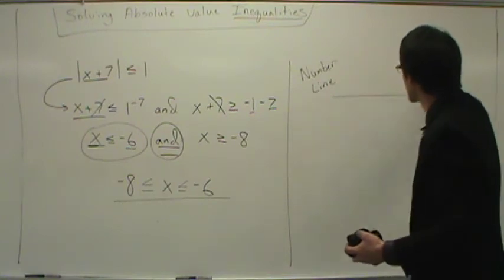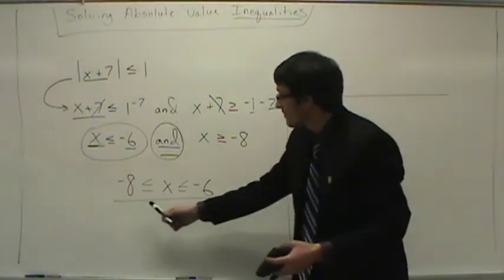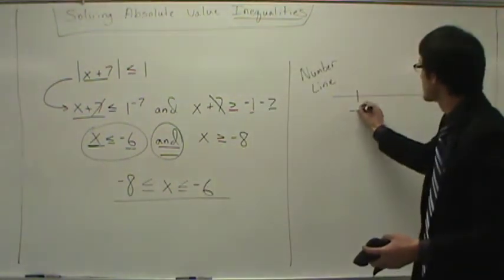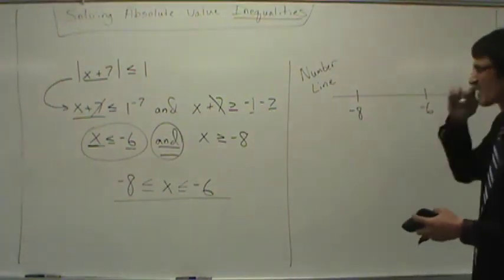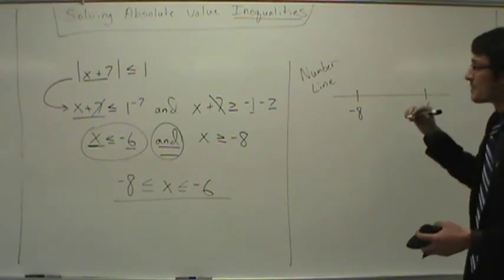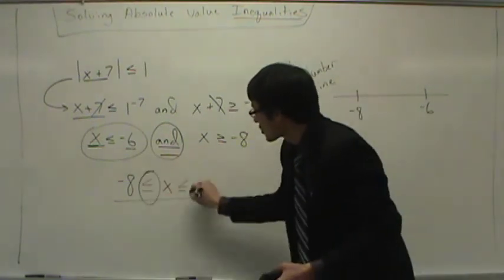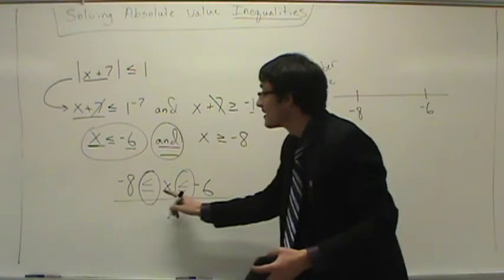Okay, so we're going to draw a number line. Where are the critical values? Hopefully you say the critical values are -8, -6. All right. Open or closed? Okay. Back.